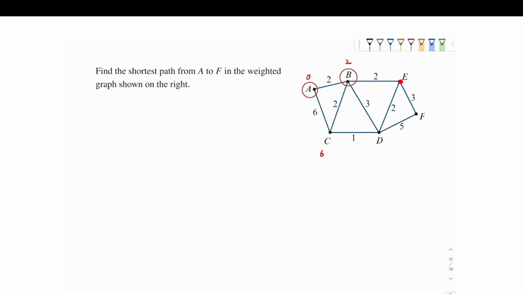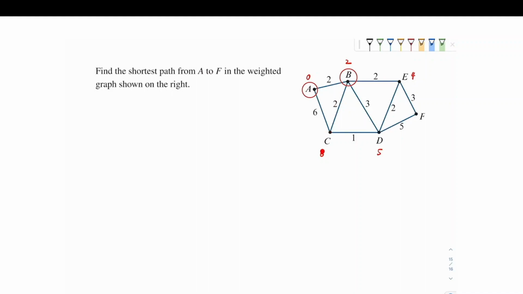So B is connected to E, it's also connected to D, it's also connected to C. To go from B to E, you can see that that is 2 units. So starting with B's value, if we add on that, we end up with 4. And if we start at B and we go to D, we have to travel 3 units. So starting with 2, if we add on 3, we'll label D as 5. And then if you start at B and go to C, we travel 2 units. So 2 plus 2 is 4.